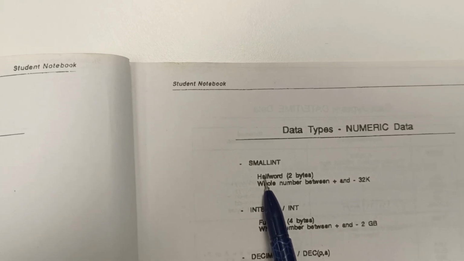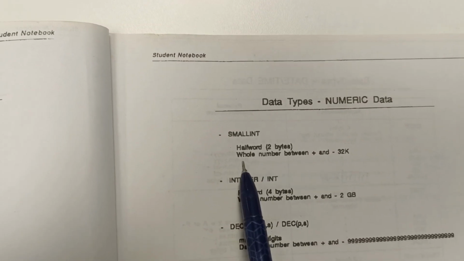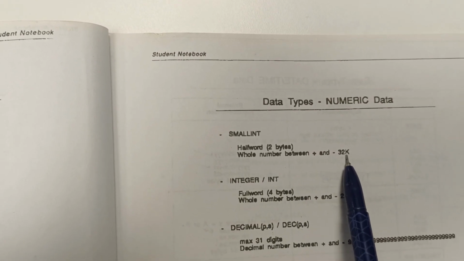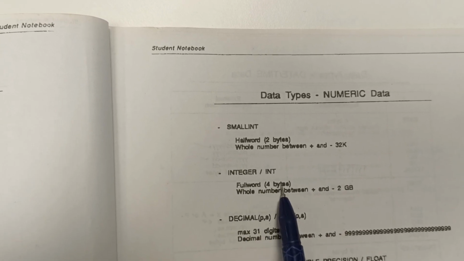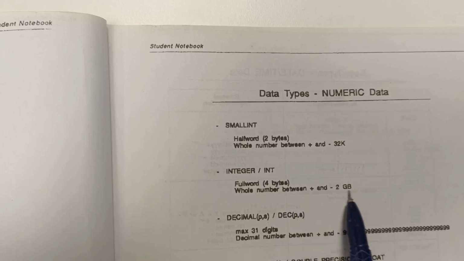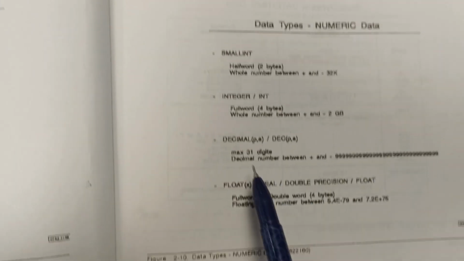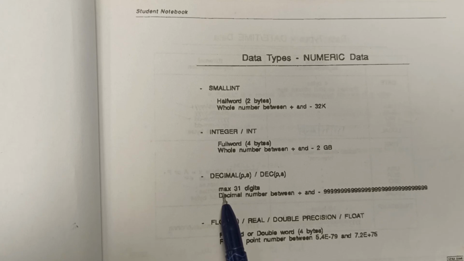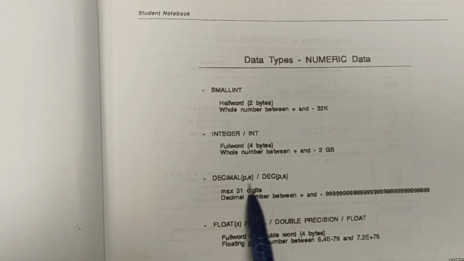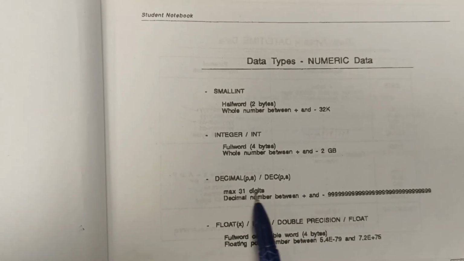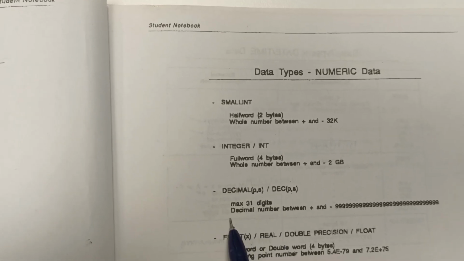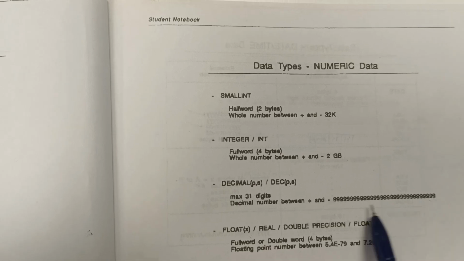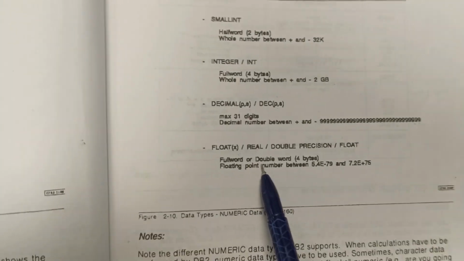You can see small int has 2 bytes, a whole number, with a maximum of about 32K that it will store. And full word, integer, is nothing but 4 bytes. The integer occupies 4 bytes and the maximum it will store is up to 2 GB. And decimal is here primary comma secondary. You can write DEC or P. Maximum you can store here 31, means in the primary we have to give 31. A decimal number can store 31 digits. And float is nothing but a double word, similarly 4 bytes it will occupy.